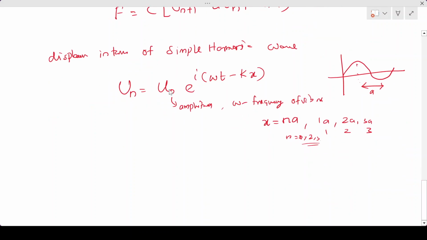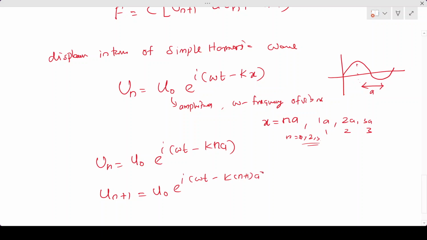So you can see that a simple harmonic wave will have un equal to u0 e raised to i(omega t minus k x), where k is the wave vector, omega is the angular frequency, and this x I can replace, so un is u0 e raised to i(omega t minus kna). Okay, and un plus 1 becomes u0 e raised to i(omega t minus k(n plus 1)a). And un minus 1 you can write as u0 e raised to i(omega t minus k(n minus 1)a). And this I can write as un e raised to minus ika, and this also I can write as un e raised to plus ika.